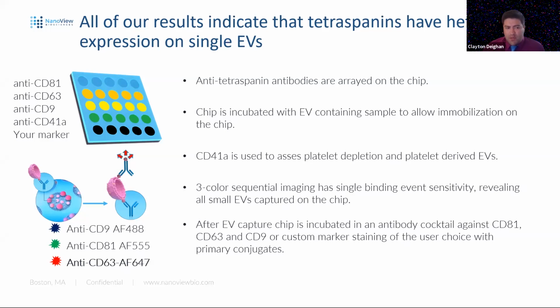And the colors in this presentation in general are blue staining is anti-CD9 AF488. Green staining is anti-CD81 AF555. And red staining is anti-CD63 AF647. And for these in the kit here, when we look at their staining, we validated all of these with knockout controls against each of the tetraspanins individually.